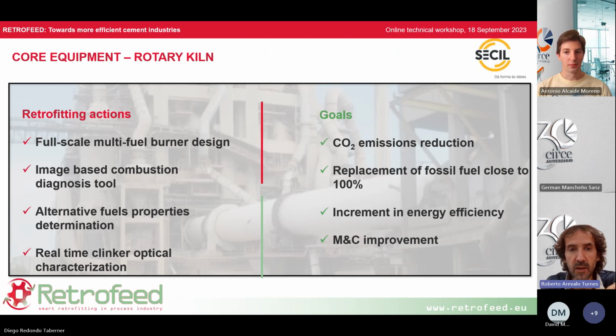So we are now going to give a brief overview of the goals in each industry. In CETIL, which is the cement sector, we are aiming at reducing CO2 emissions through the replacement of fossil fuel using RDF, which will increase energy efficiency. And we are also improving the monitoring using novel systems, like, for example, the cameras. In this industry, we are currently doing all the retrofitting, and in the next weeks, we will start to obtain the results. Next one, please.